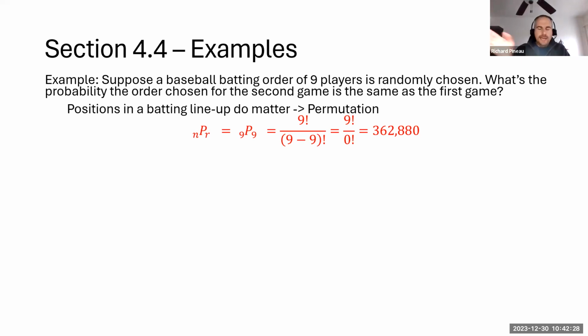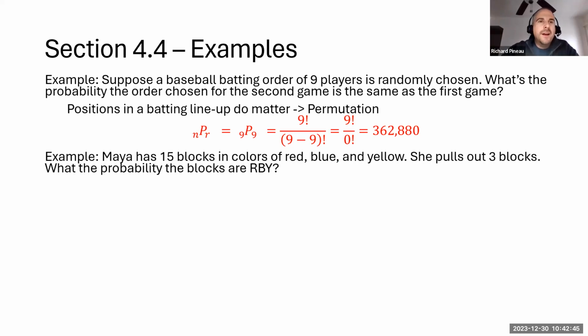The answer is 8. Okay, I select that 8th one. How many for the third position? That would be 7. So it's going to decrease by 1 each time. Long story short, 362,880 potential lineups that we have here. So it's quite a bit of lineups if you think about it. All right.